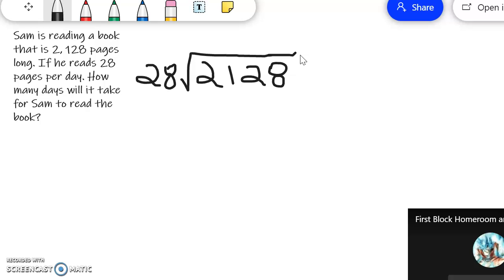So now, I can take my 28 and multiply it by powers of 10 to get bigger products, and I can subtract them from 2,128. Then I use those powers of 10 and add them all up to figure out what my quotient is. Since my number is in the thousands, let's see. 28 is bigger than 21, so I'm going to do 28 times 100. Well, not 100, I'm sorry, 10.